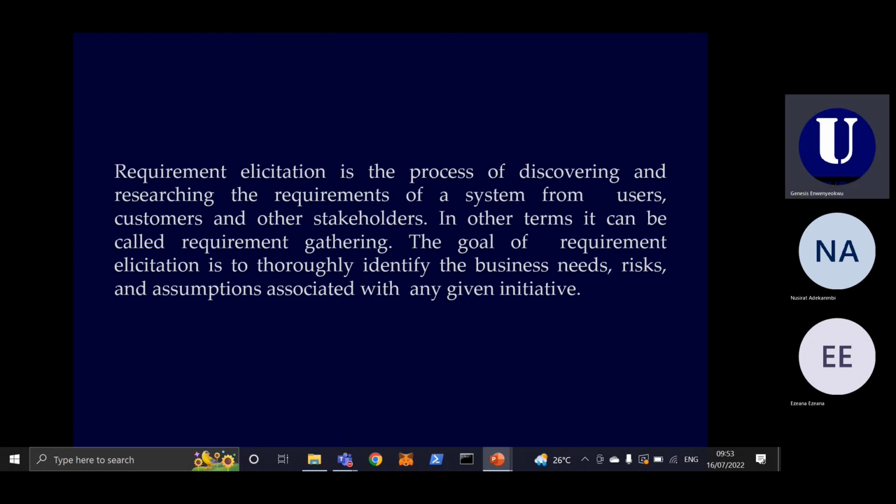And the goal of requirements elicitation is to thoroughly identify the business needs, the risks that are involved, and assumptions associated with any given initiative. That is the goal of requirement elicitation. What are the needs of the business? Where can I get information about the needs of the business? Most likely the project sponsor, right?